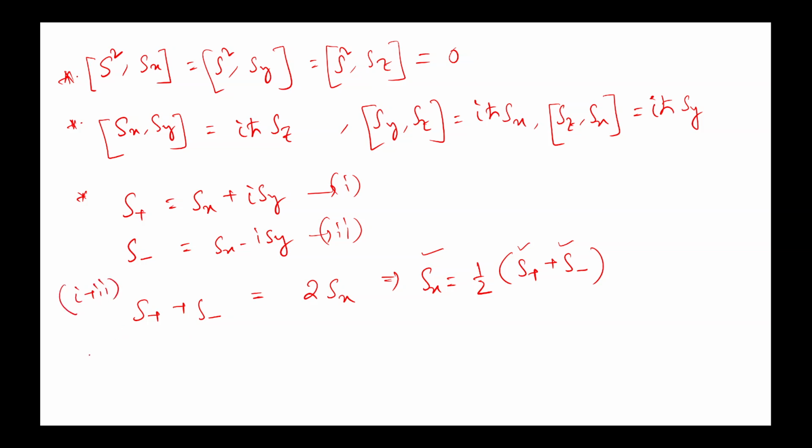Now if you do 1 minus 2, then you have S plus minus S minus, and you have 2i Sy. So now you have Sy is equal to 1 by 2i, S plus minus S minus, right?